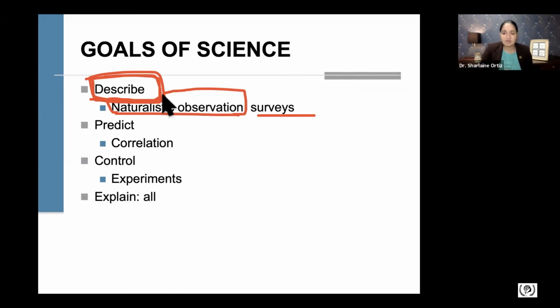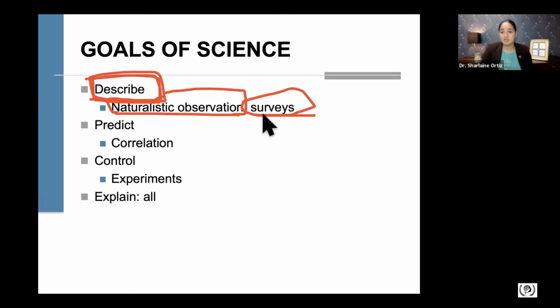We want to observe them just like they are, quote, in their natural habitat, end quote, because we're trying to see how they would behave naturally. How are they going to behave in a very basic aspect? Now, a survey can do the same thing. A survey can allow us to describe.